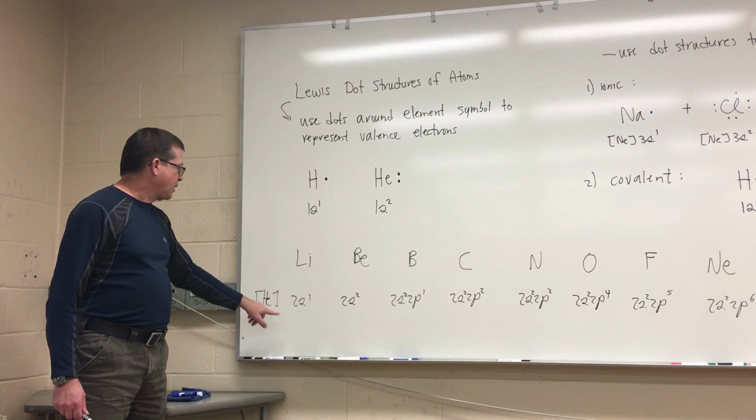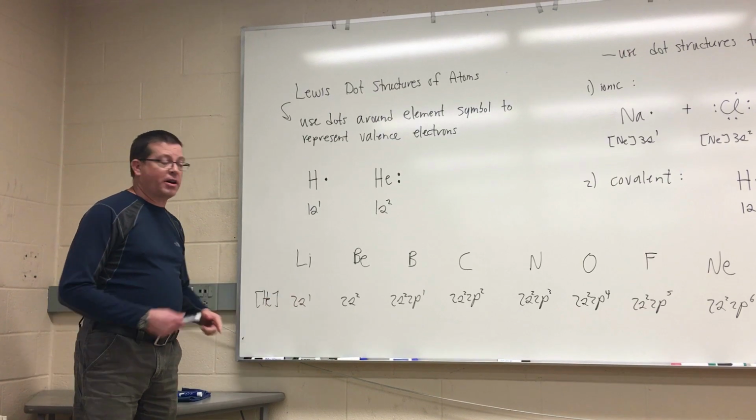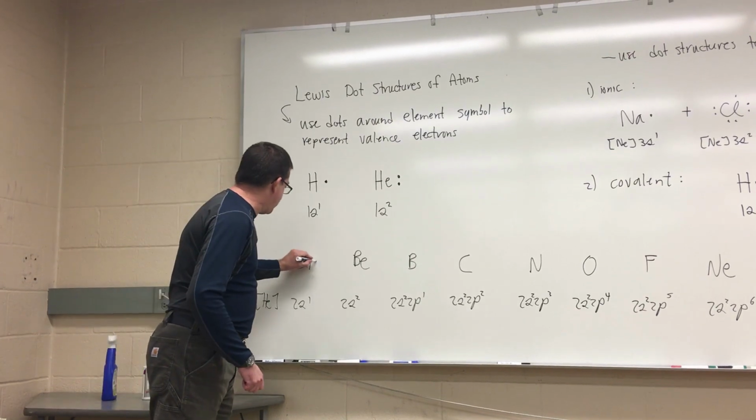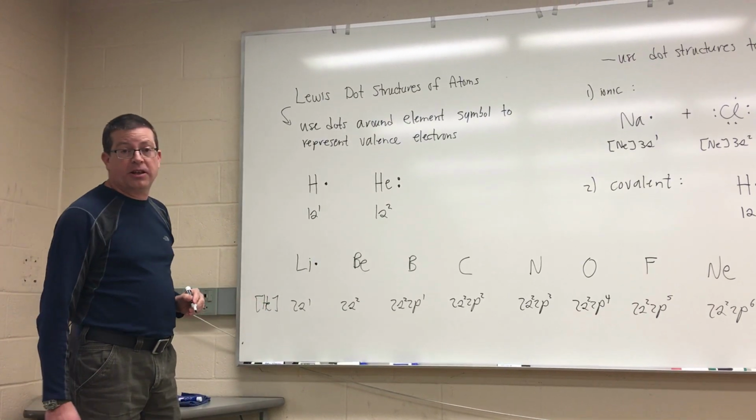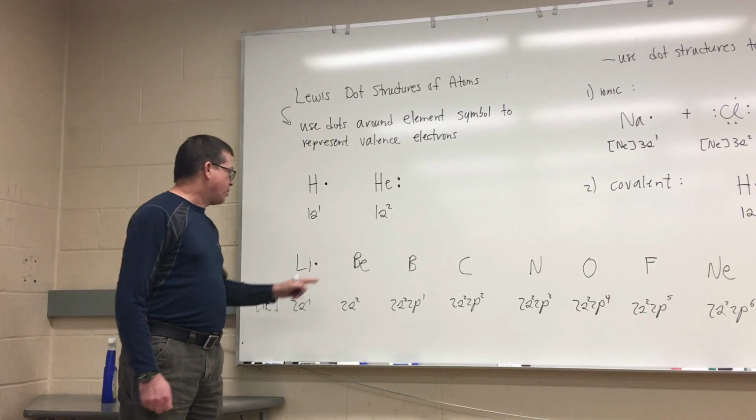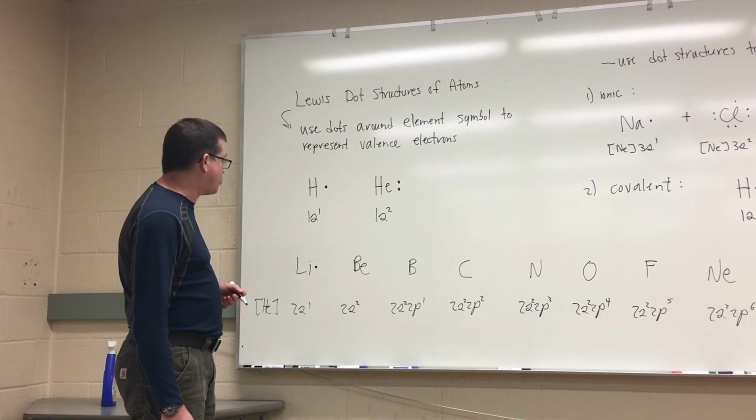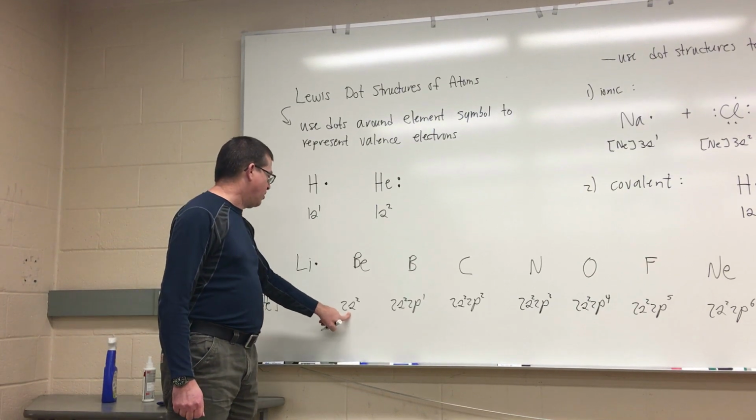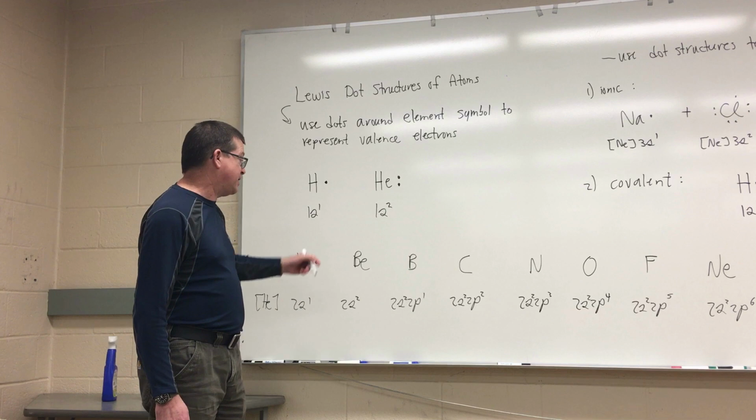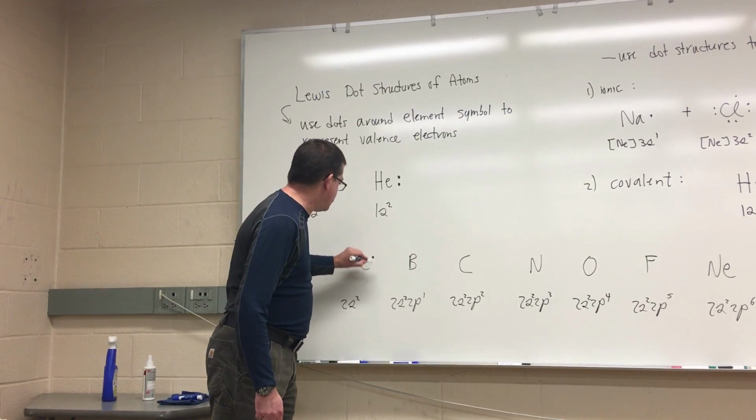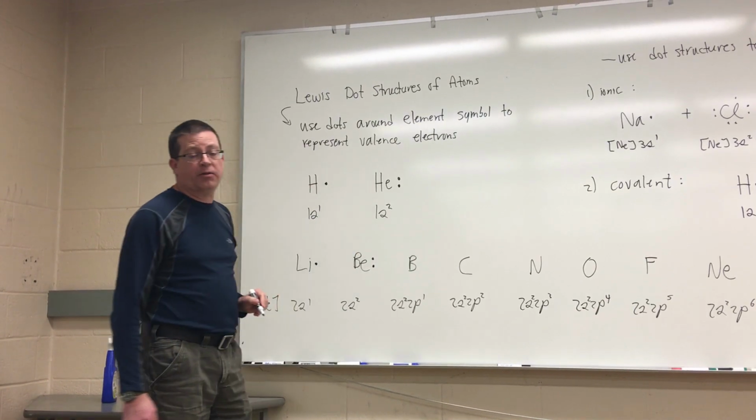So with lithium, I'm going to bring in a 2s electron here. So I'm going to represent that as a single dot around the lithium. Now, when I move across to beryllium, I'm picking up one more proton. I'm also picking up one more electron. In this case, I'm again filling a 2s orbital. So as I did in the case of helium, I'm going to show that with a pair of electrons.